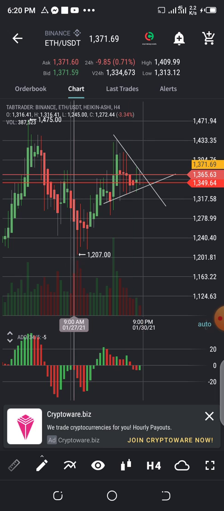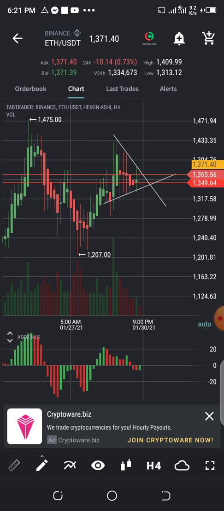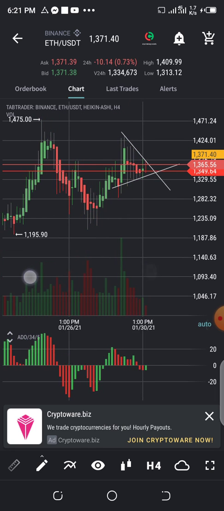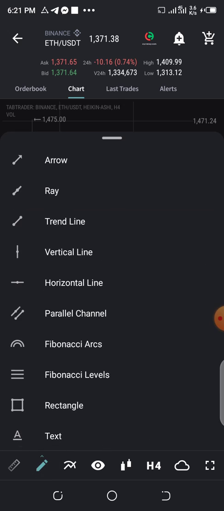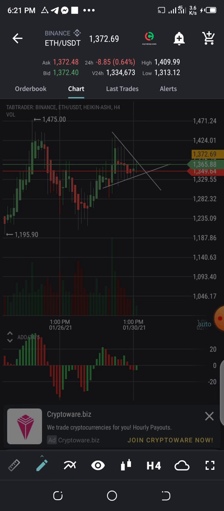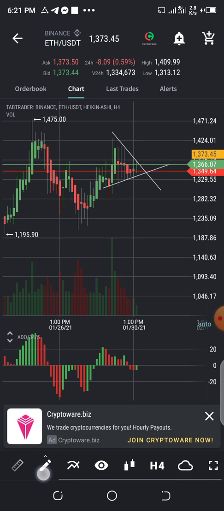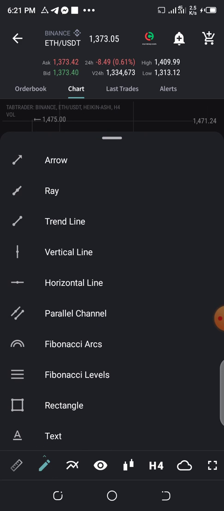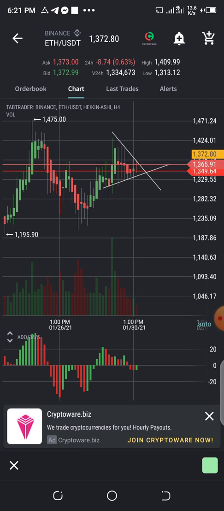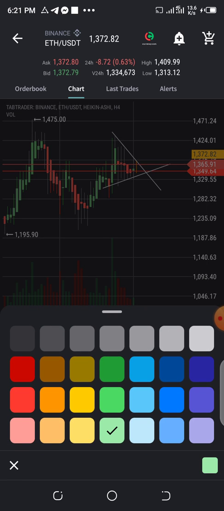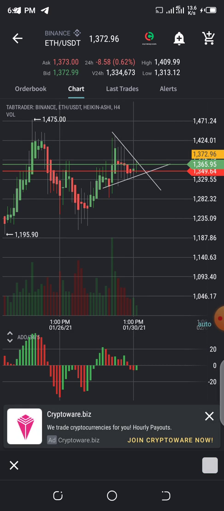So I'm going to be starting with support lines now, so that it will help me to form the support of this ETH USDT pair. To do that, you come to this place. Let me show you where I click. You click on this pencil icon, then you click on horizontal line. Then you can change the color. I always like to use white for support and red for resistance.